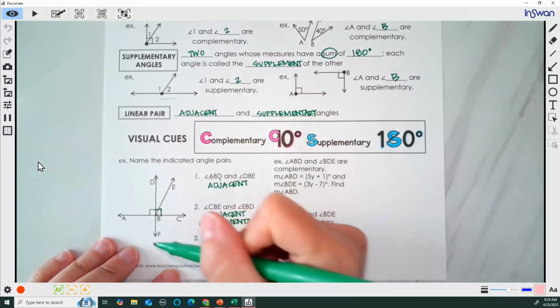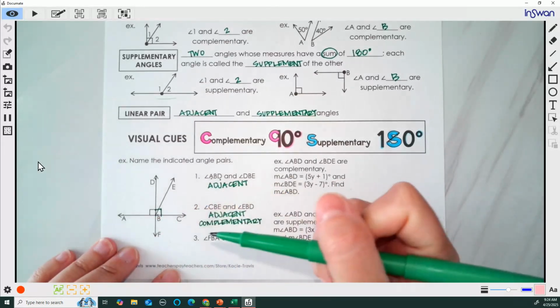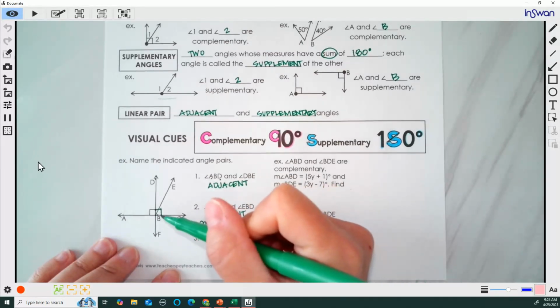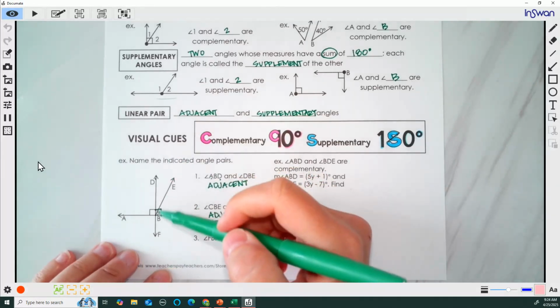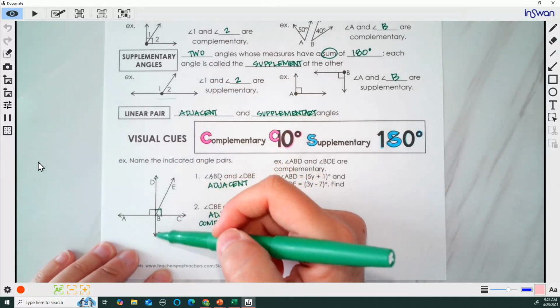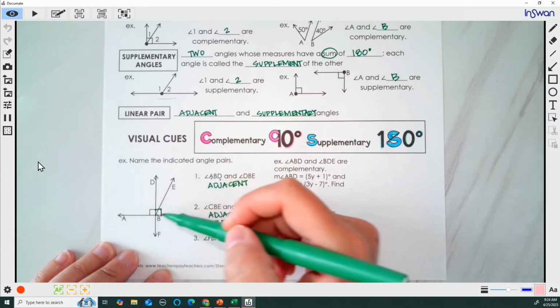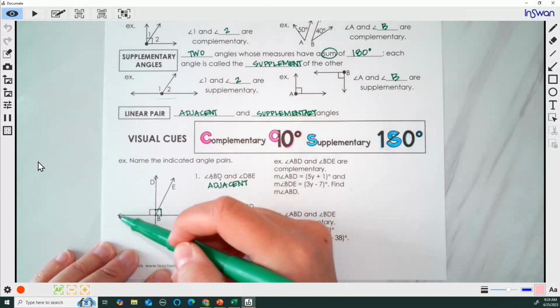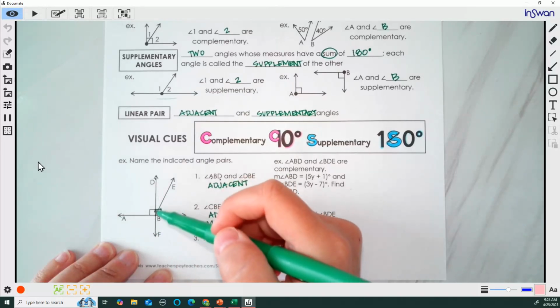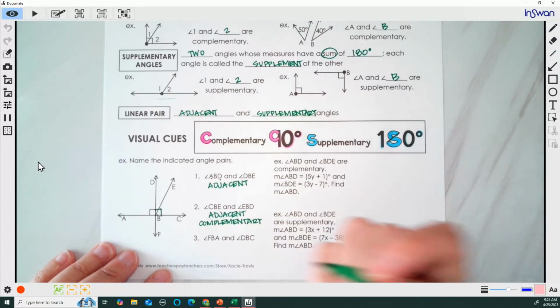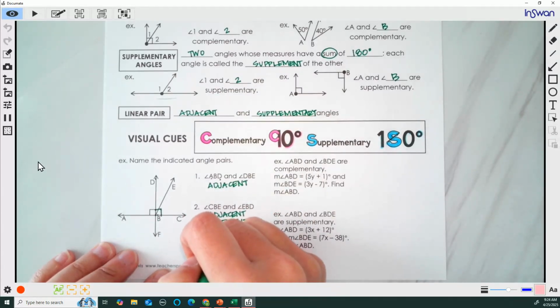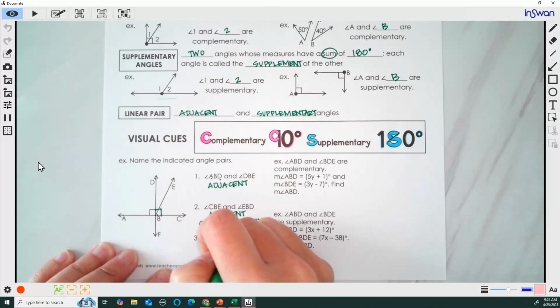Lastly, we have angle FBA and angle DBC. So I see that this line here is intersecting this line here, and I've got this angle compared to this angle. Those are formed by intersecting lines and they are opposite and congruent. Those angles are called vertical.